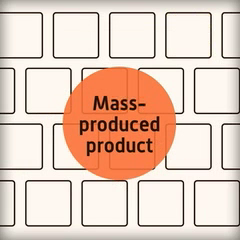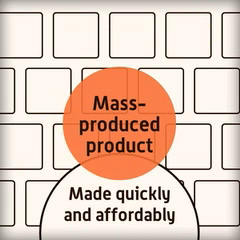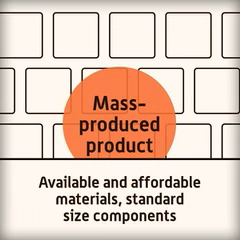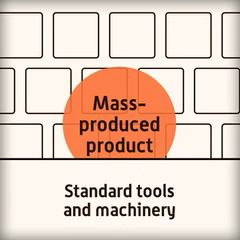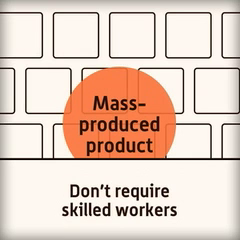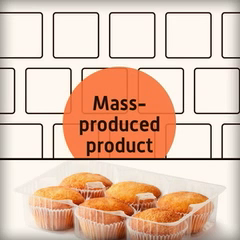On the other hand, a mass-produced product has to be made quickly and affordably, using easily available and affordable materials, standard-sized components, standard tools and machinery, and processes that don't require skilled workers. An example of this is the fairy cakes or cupcakes that are available in supermarkets' value or standard ranges.